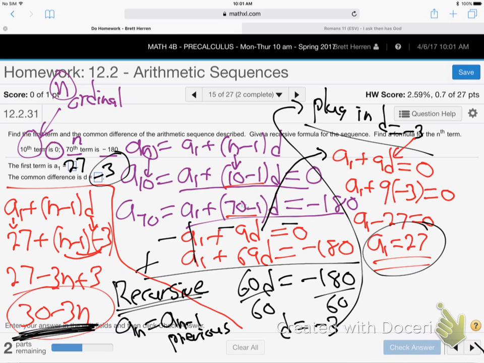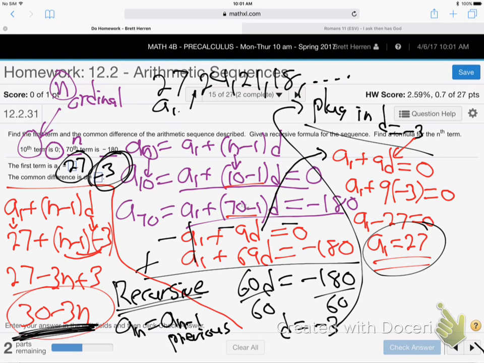Does that make sense? In other words, maybe this will help. This 27 is the first term, right? 27 is a sub 1. That's what it means, first term. A sub 1 means first term. Let me write it up here. So 27 is the first term, and then the difference is down by 3 every time. So the next one would be 24, 21, 18, and on you go.